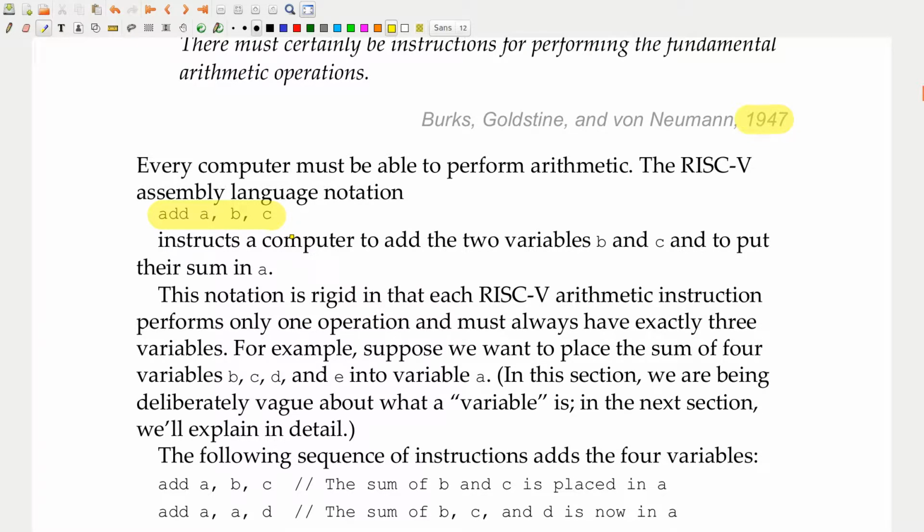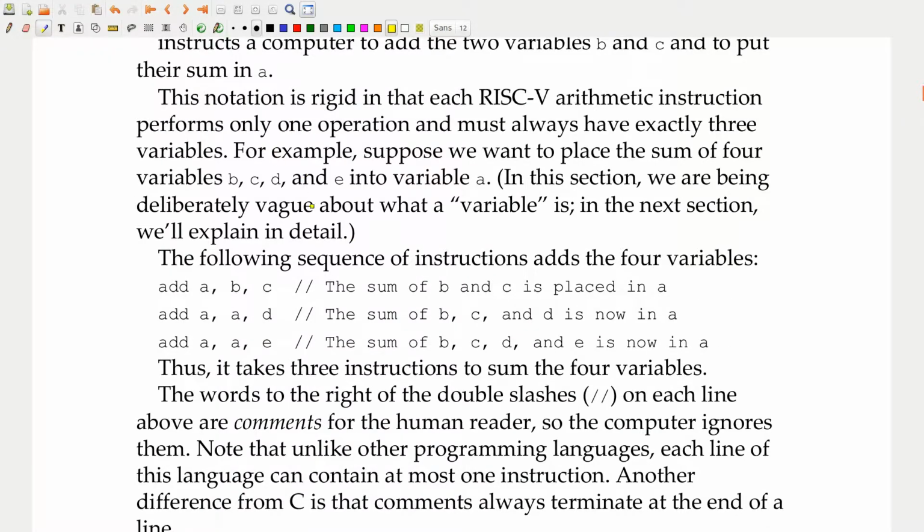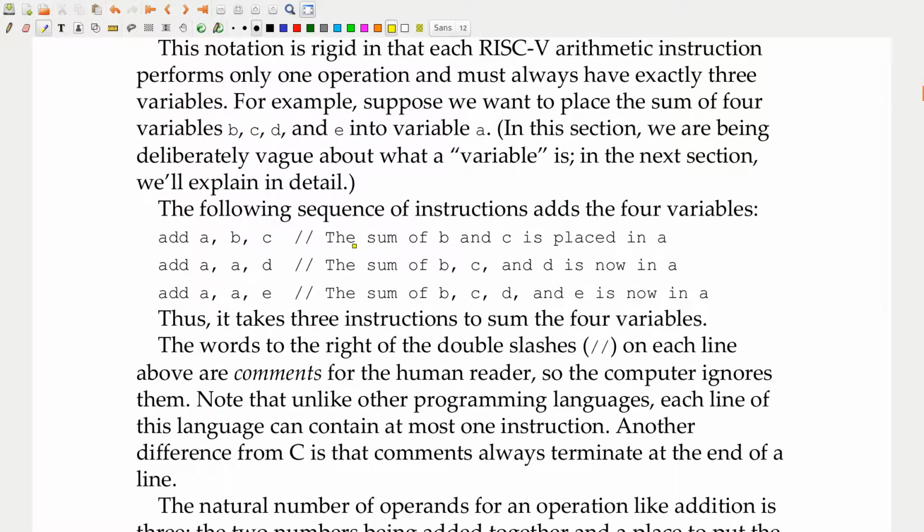Or not the value per se. We're going to have a specific combination of bits that says this register represents X1, this register represents X2, this register represents X3. Okay. Yep, and this is exactly what we said. The sum of B and C is placed in A. And so the sum of B and C and D is now in A. Okay, so they're just going through a sequence of instructions.